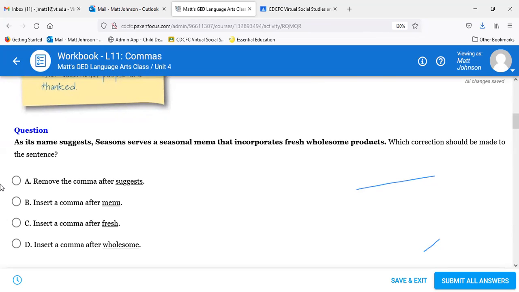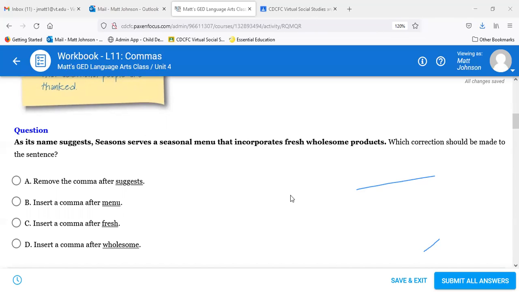Grace, you want to answer number one for us? As its name suggests, Seasons serves a seasonal menu that incorporates fresh, wholesome products. Which correction should be made to the sentence? A, remove the comma after suggests. B, insert a comma after menu. C, insert a comma after fresh. D, insert a comma after wholesome. B.